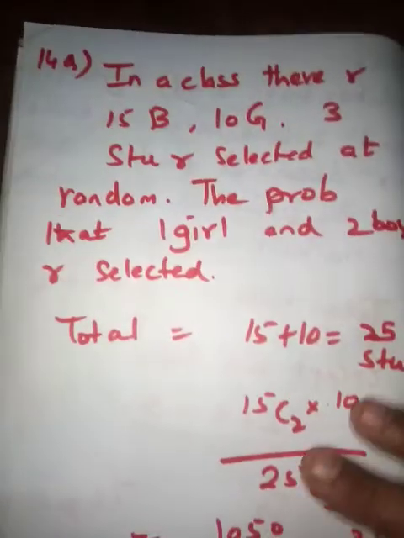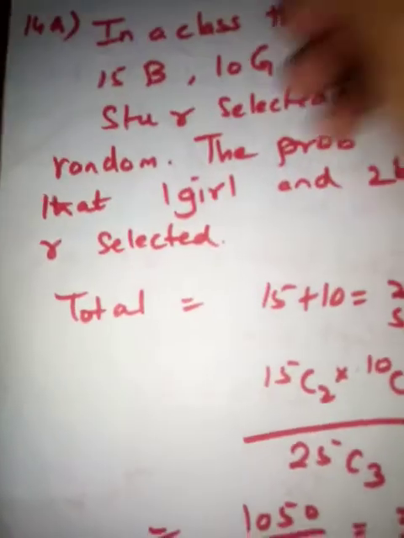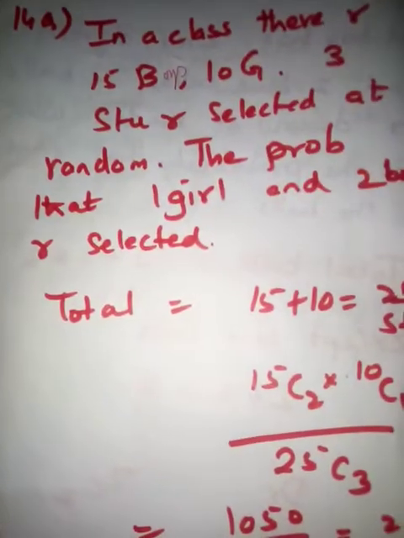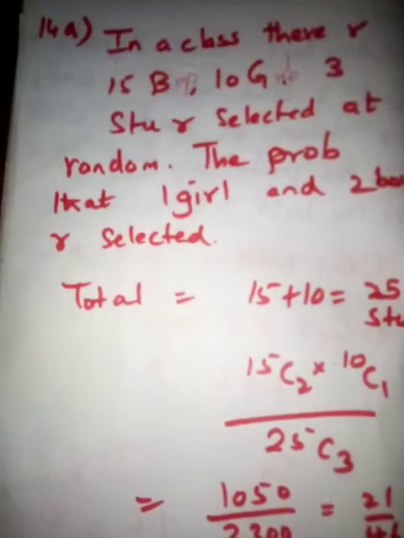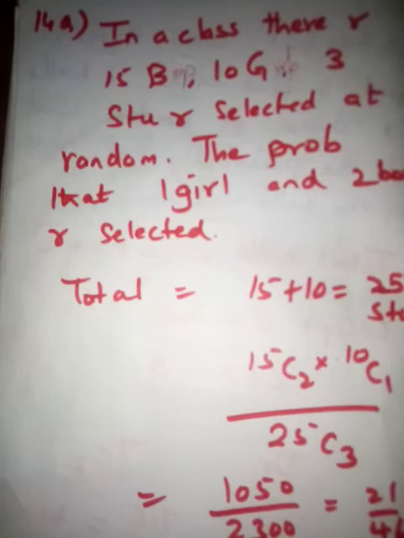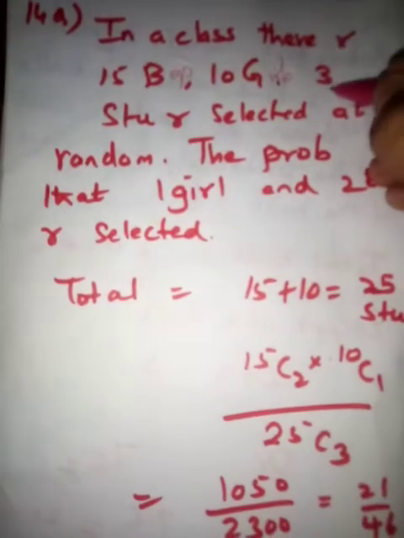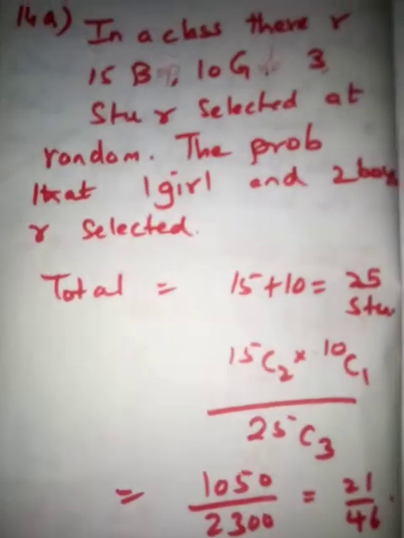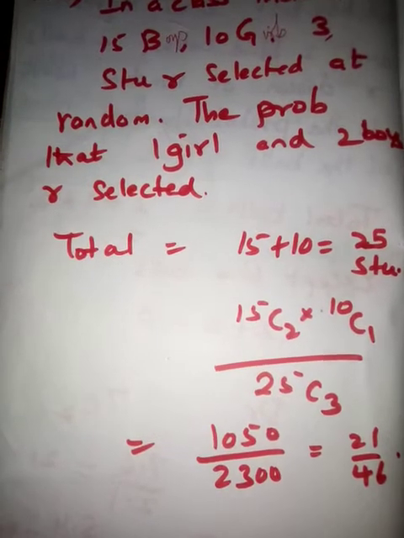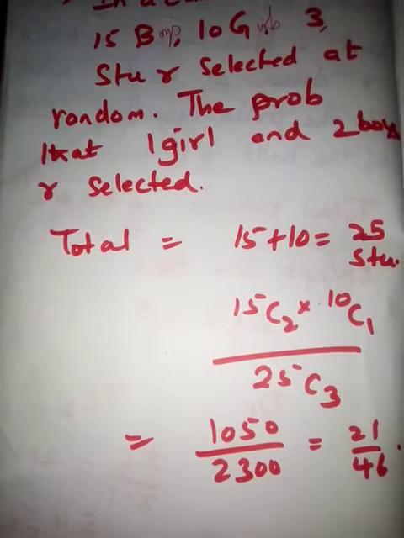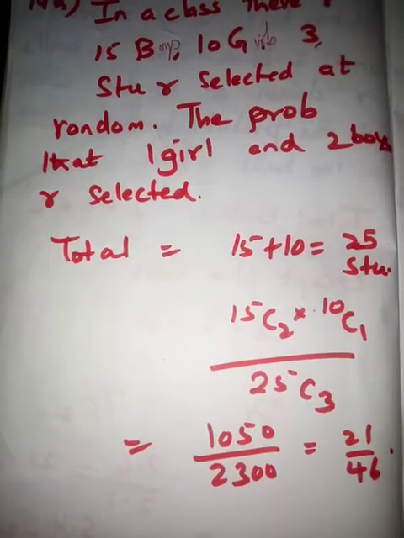In a class there are 15 boys and 10 girls. Three students are selected at random. We have to select 3 students now. Total 15 boys are there, 10 girls are there. 3 are to be selected at random. The probability that 1 girl and 2 boys are selected.